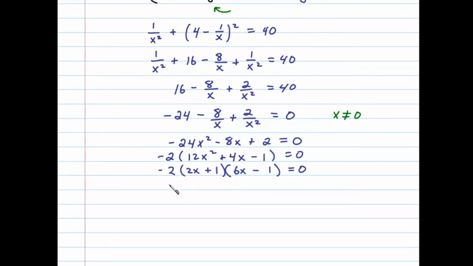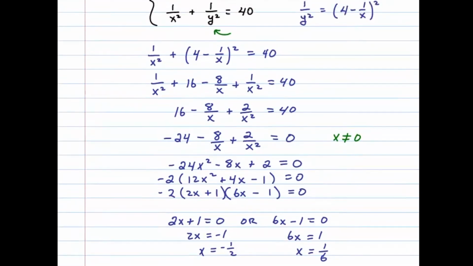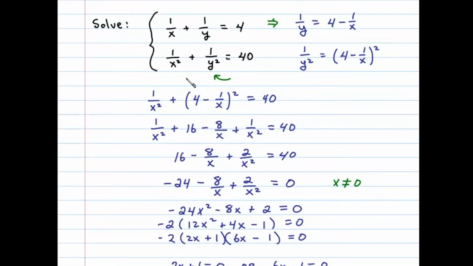And so at this point, we'll set each variable factor equal to 0. 2x plus 1 equals 0, or 6x minus 1 equals 0, and then solve. 2x equals negative 1, or x equals negative 1/2. 6x equals 1, or x equals 1/6. So we got two possible solutions for x, and so since we're solving a nonlinear system, we need to back substitute to find the corresponding y values.